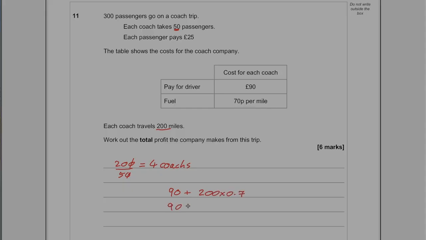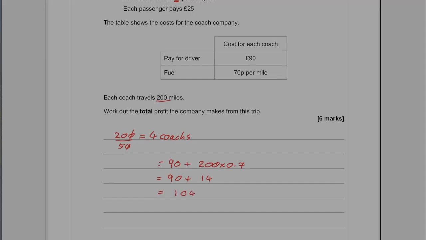That's going to be 90 plus 20 times by 7 is 140, so £14. Let me just double check that in my head. 2 times 7 is 14, yeah, it's £14. So each coach is going to cost me £104, and we've got 4 of them. So we need to do 104 times by 4, which would be a total cost of £416. So that's the amount of money it's going to cost them.